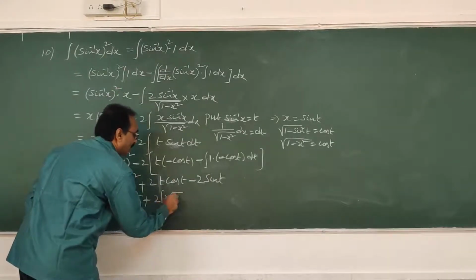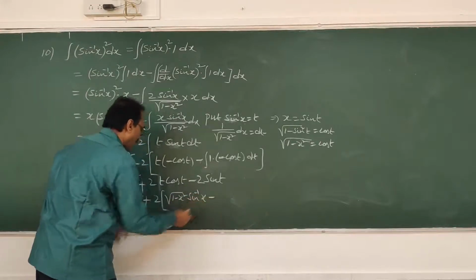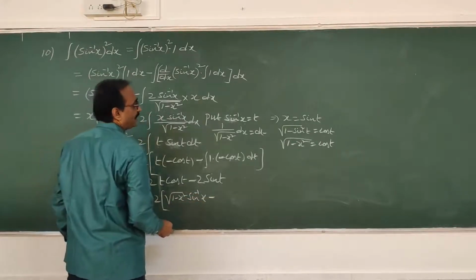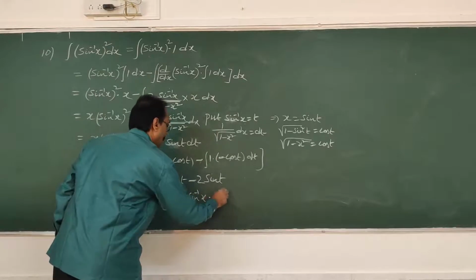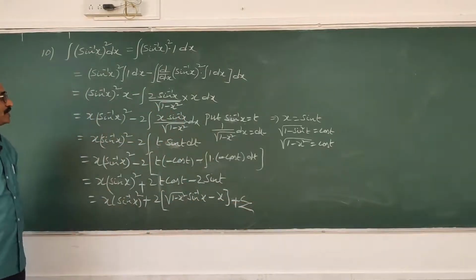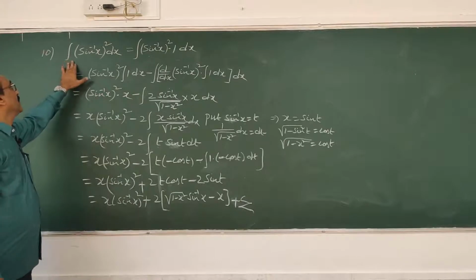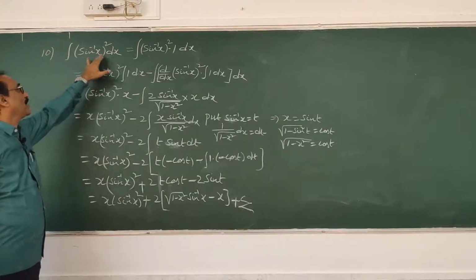So root of 1 minus x square into sin inverse x minus, I took 2 common, into sin t. Sin t means x, plus c, over. That's all. So this is what we got in the x sin inverse x whole square formula. Once again, sin inverse x whole square means nothing but integral of sin inverse x whole square into dx.